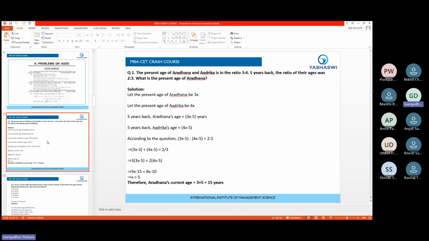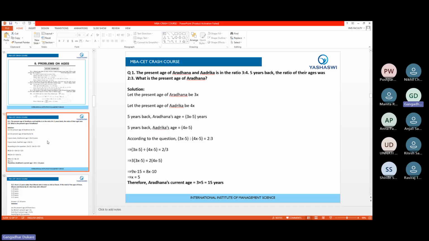For five years back we subtract, so it is 3x minus 5, and the same for Adrika, it is 4x minus 5. It is easy to understand in relation to other questions. So according to the equation, we rearrange the ratio: 3x minus 5 upon 4x minus 5 equals the ratio 2/3. This will help in calculating the present age of both of them.